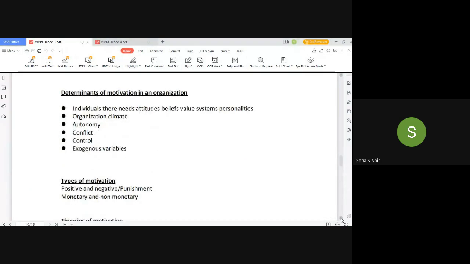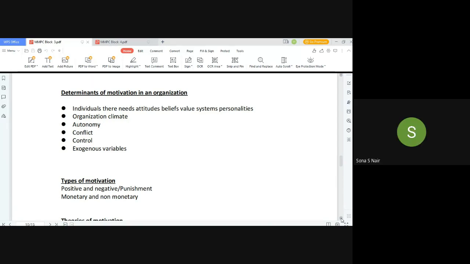Determinants of motivation in an organization, we've already explained some of them. How and why a person in an organization behaves in a particular manner, or what behavior he displays under different circumstances, is dependent on a number of factors. These are all determinants of motivation. One, individual, there's some typo here, so I couldn't correct it because it's a PDF. Individuals differ in their attitudes, beliefs, value systems, personalities, backgrounds, that is what we said. Since individuals have different components of their personalities, motivation becomes a factor which is influenced differently by different individuals.